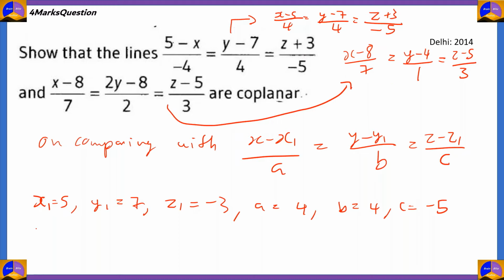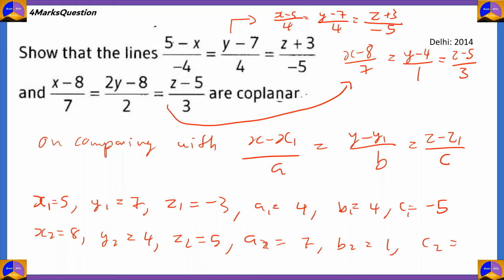And the second line contains x2 is equal to 8, y2 is equal to 4, z2 is equal to 5, and a2 is equal to 7, b2 is equal to 1, and c2 is equal to 3. Now let's put in the condition for two lines to be coplanar.